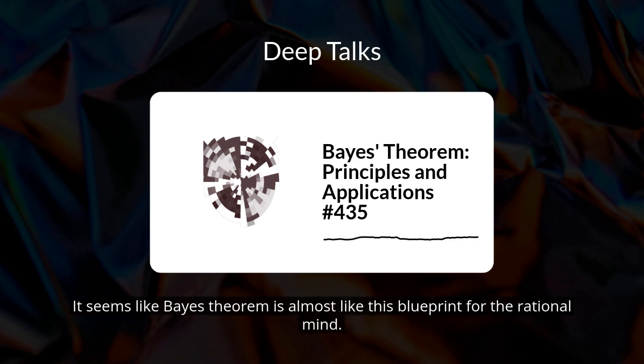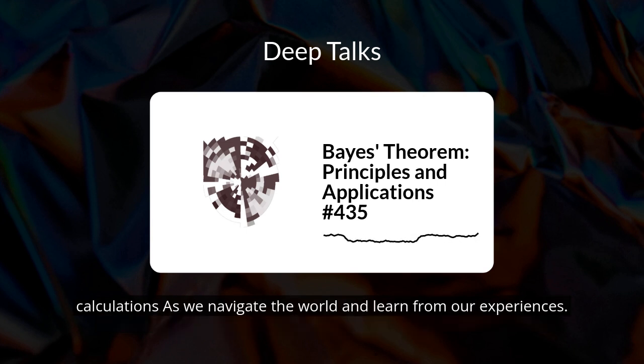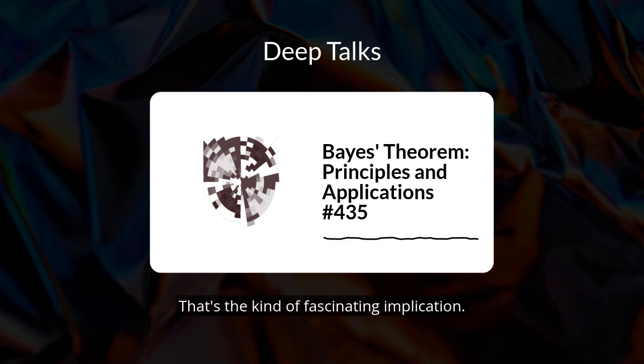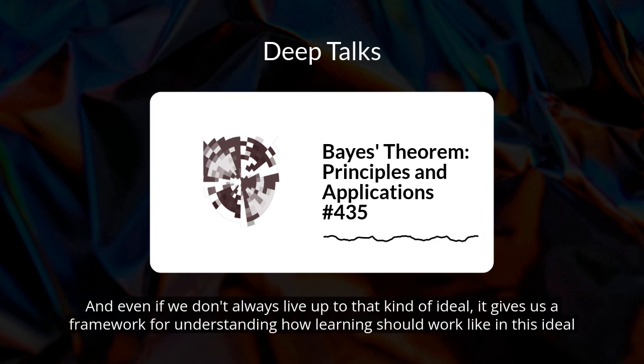It seems like Bayes' theorem is almost like a blueprint for the rational mind. Even when we're not consciously thinking about probabilities and likelihood ratios, our minds are essentially doing these Bayesian calculations as we navigate the world and learn from our experiences. That's the fascinating implication. While we humans might not always be perfectly rational, Bayes' theorem provides a model for how a perfectly rational agent would update their beliefs. And even if we don't always live up to that ideal, it gives us a framework for understanding how learning should work in an ideal world.